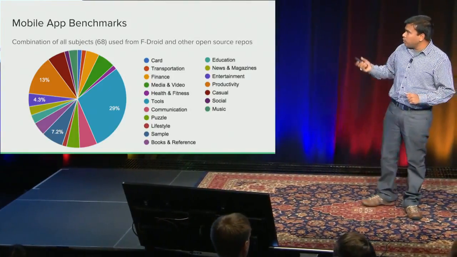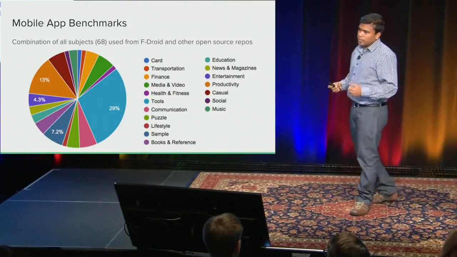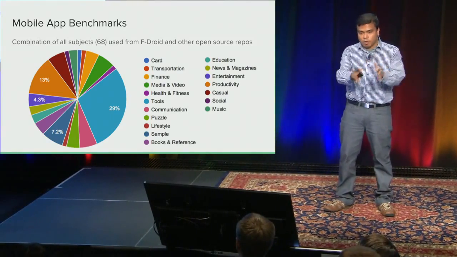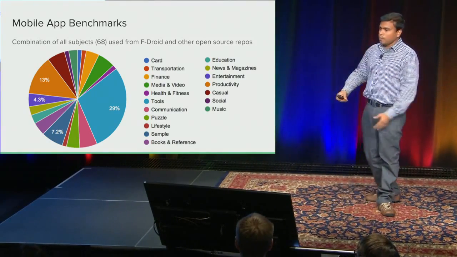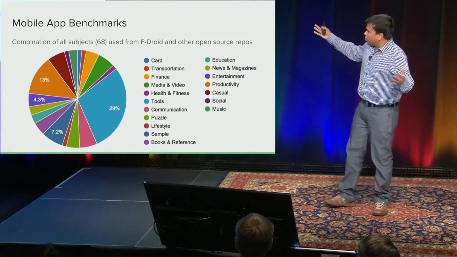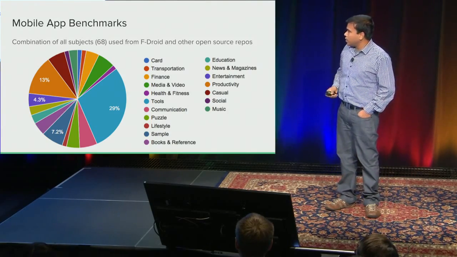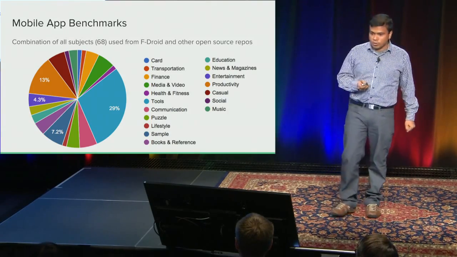For our experiments, we used 68 open source subjects. All of these were used in some tool's own evaluation, but we considered a union and even more subjects. As you can see, this shows the distribution of the subjects and the categories from Play Store.